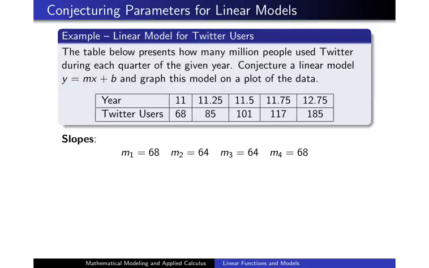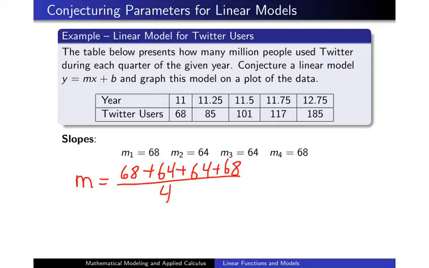So let's look at our Twitter example one last time. Remember, our slopes were 68, 64, 64, and 68. So if we average those together, it'll be 68 plus 64 plus 64 plus 68, and then we'll divide that by 4. If we put that all into our calculator, what we find is that we get a slope of 66. So at this point, we've decided that our line will be y equals 66x plus b. And now we need to go use our data points to decide on our value of b.